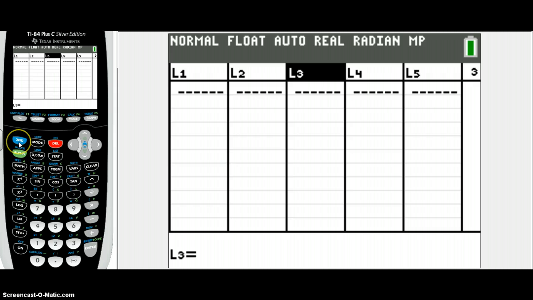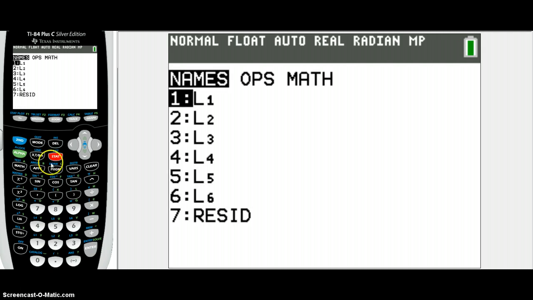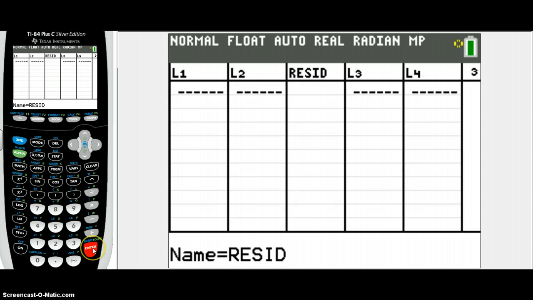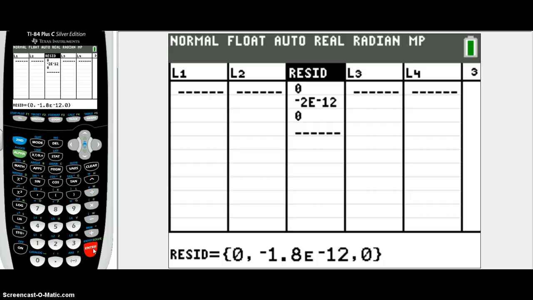Okay. You're going to hit second, and then insert. And you're doing this while L3 is selected, okay, because that's where we want to put our column. Now, if you see at the bottom, it's asking you to name it, so you're going to hit second list. You should see 7, or residual as an option. Mine's 7, yours might be something different. Then hit enter, and it's back in place. Don't worry about the fact that there's numbers in there.